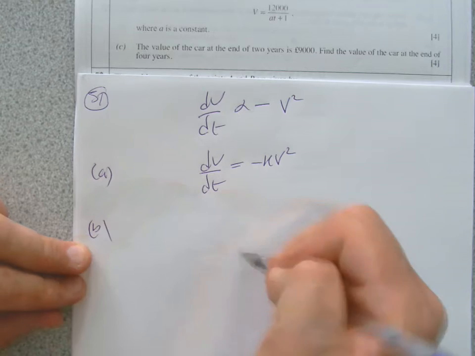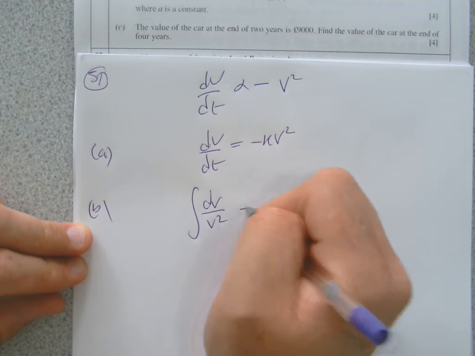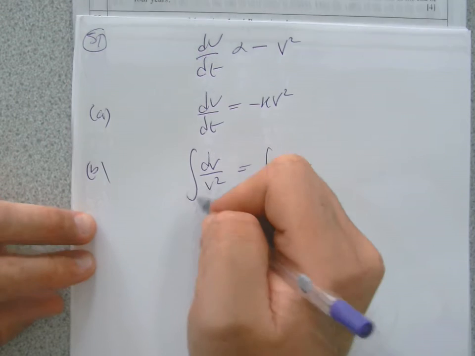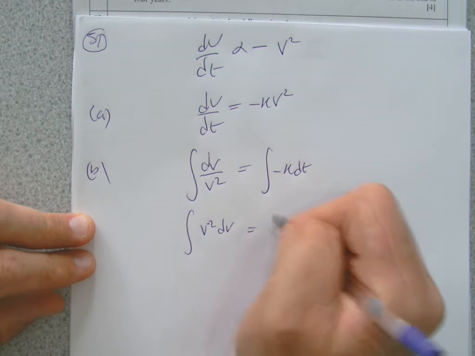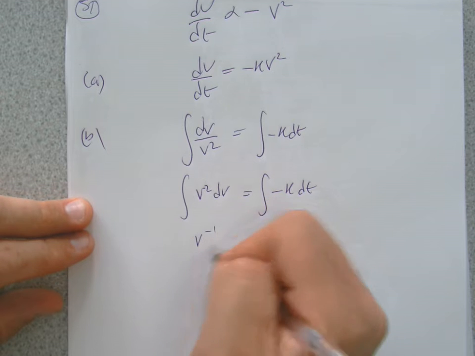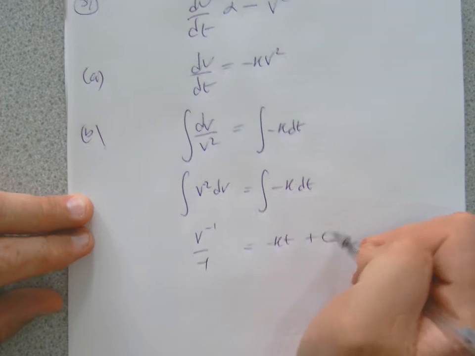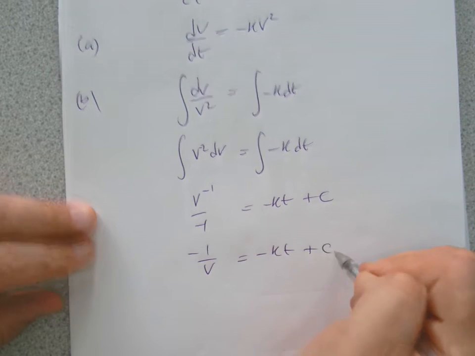Part B then, separate the variables, right? So integrate dV over V squared equals the integral of minus k dt. When you integrate this, you need to take the V squared up to be V to the minus 2, and that becomes V to the minus 1 upon minus 1. That becomes minus kt, and that becomes C. So you get minus 1 over V equals minus kt plus C.